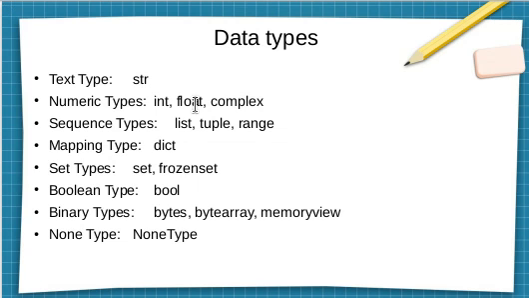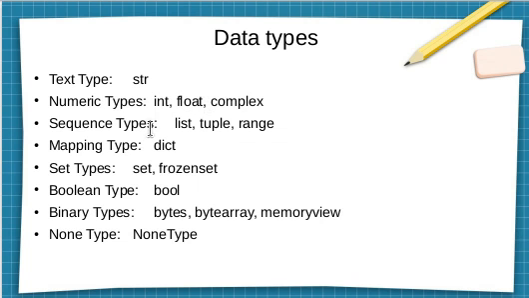Float can store bigger data, and for small data int is used, and for complex data complex is used. There is no double in Python as in other programming languages. C or Java has a double data type, but here there are only int, float and complex.